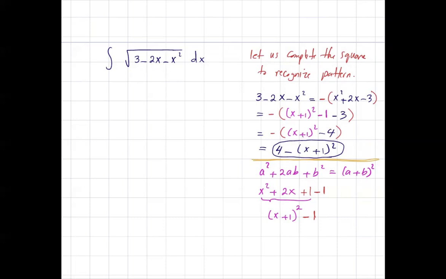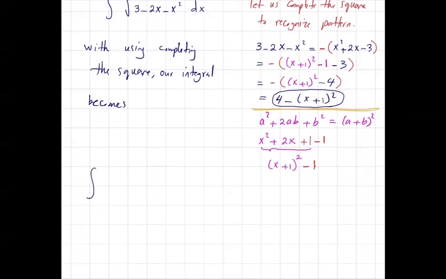Let us go back to our integral. With all of these calculations, by completing the square, our integral becomes the integral of square root of 4 minus x plus 1 to the second power dx. Well, okay. How do I recognize the type?